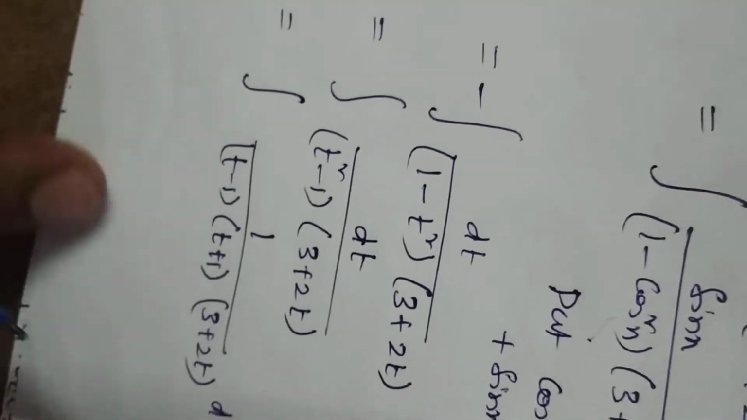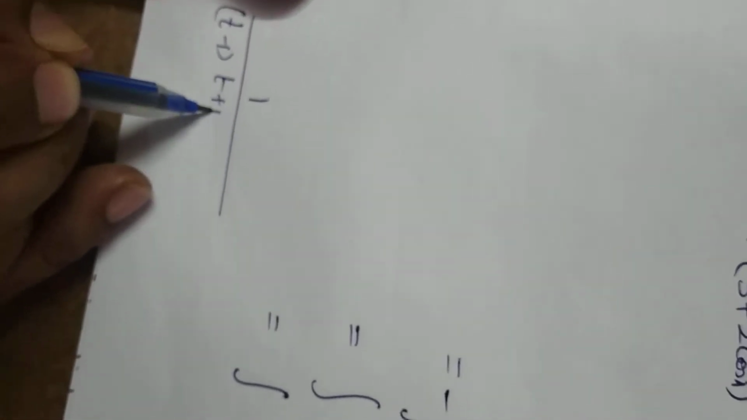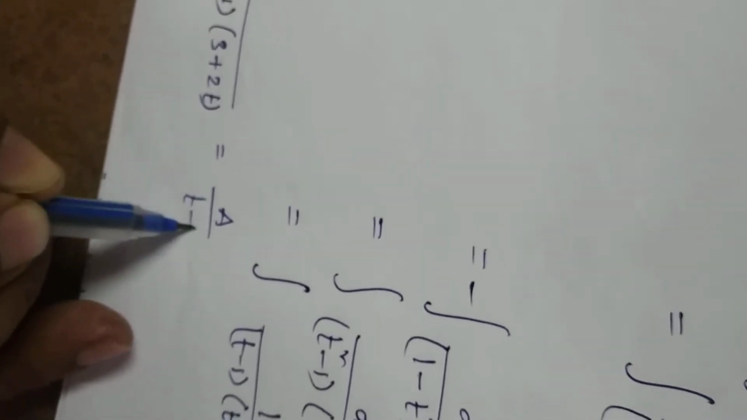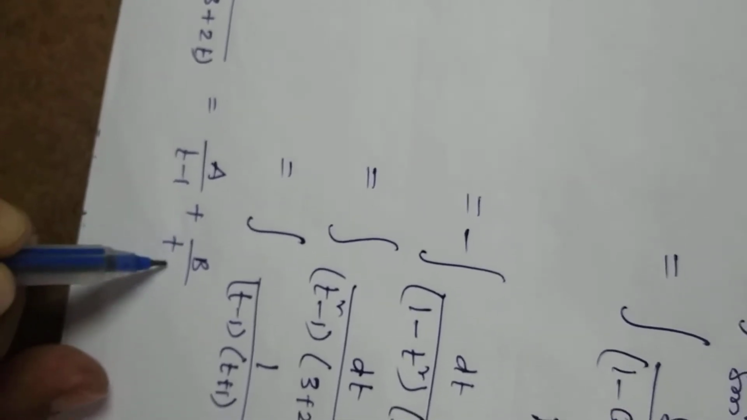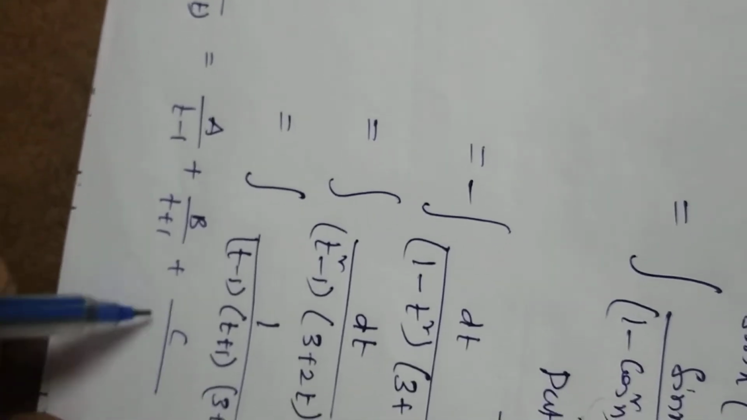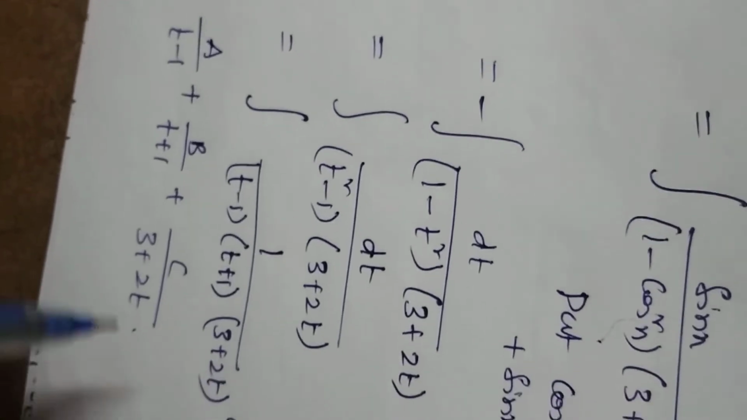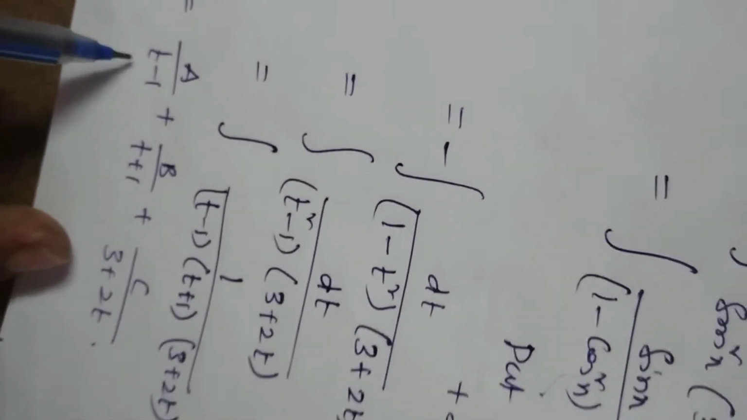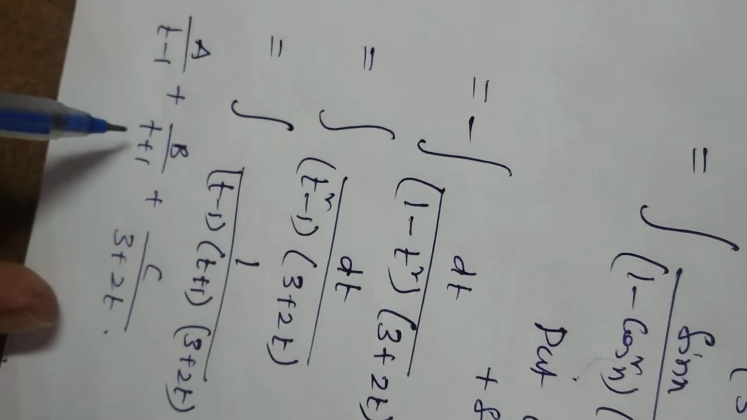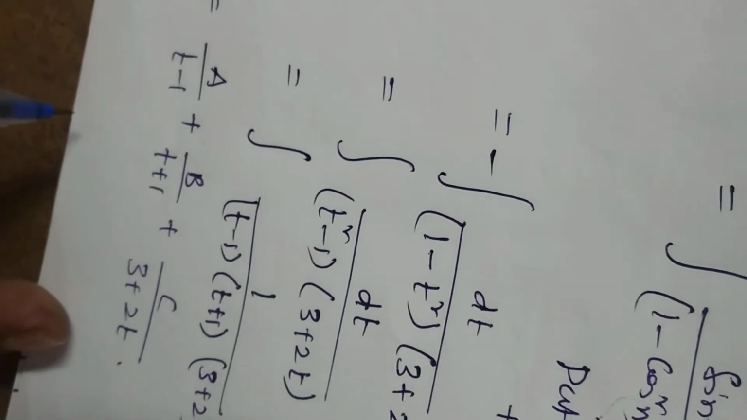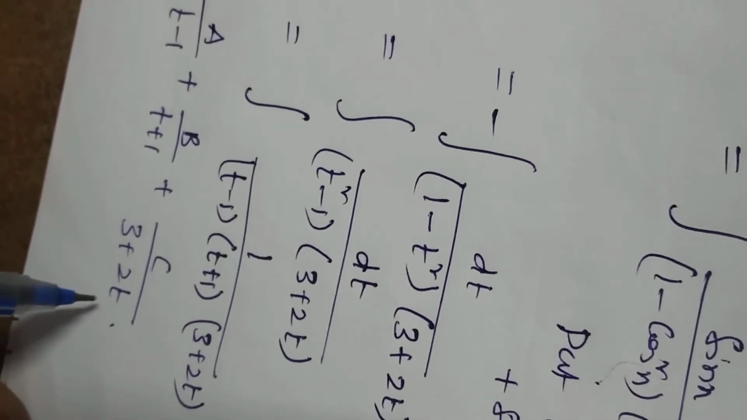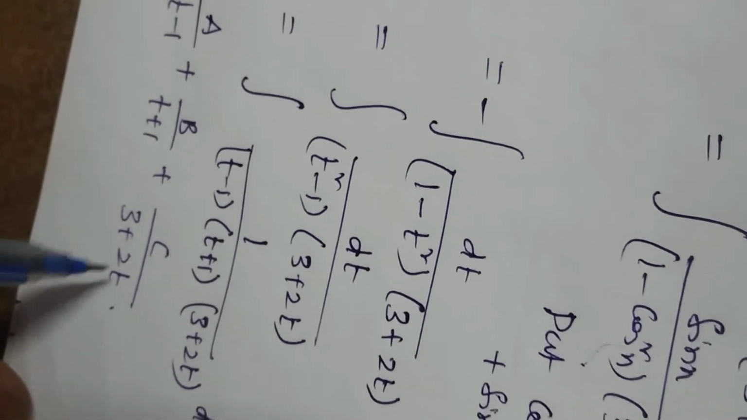The procedure is the same. First take 1 by (t minus 1)(t plus 1)(3 plus 2t) equal to A by (t minus 1) plus B by (t plus 1) plus C by (3 plus 2t). By putting t equal to 1 you get the A value, by putting t equal to minus 1 you get the B value, and by putting t equal to minus 3 by 2 you get the C value.